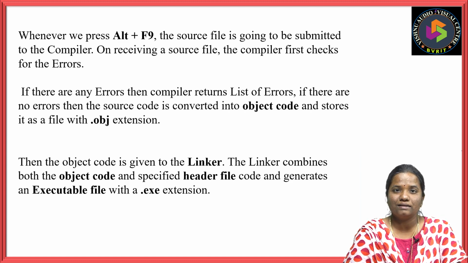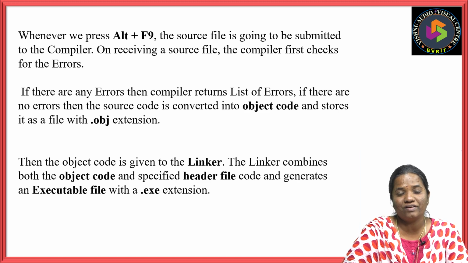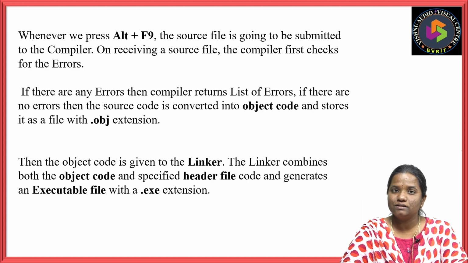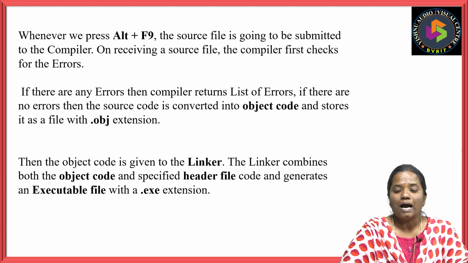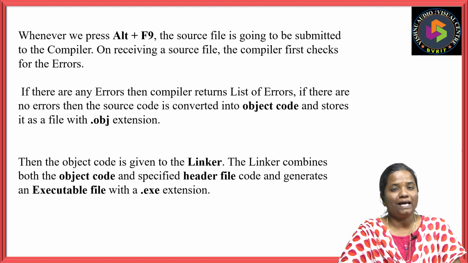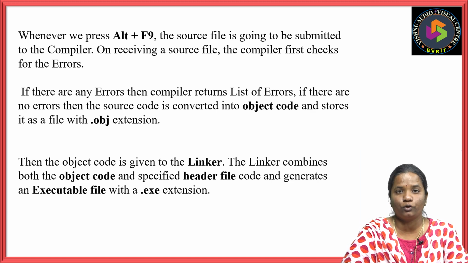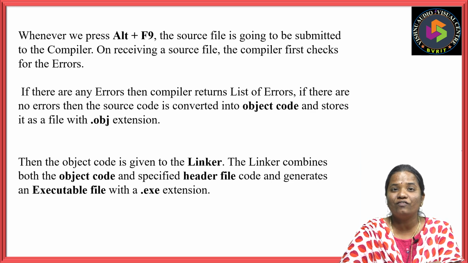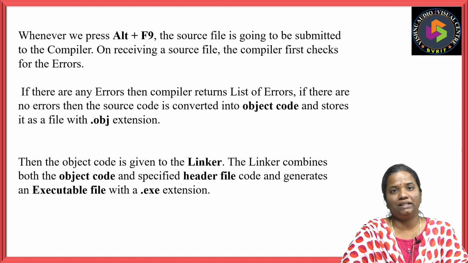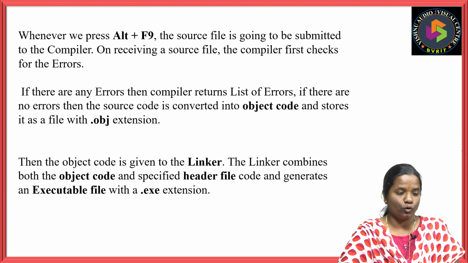If there are no errors, it converts our high level language instructions into low level language instructions. After that, it generates object code and stores it as a file with .obj extension. Here, obj means object code. Then the object code is given to the linker. The linker combines both the object code and the header file code and generates the executable file with .exe extension. Exe means executable code.